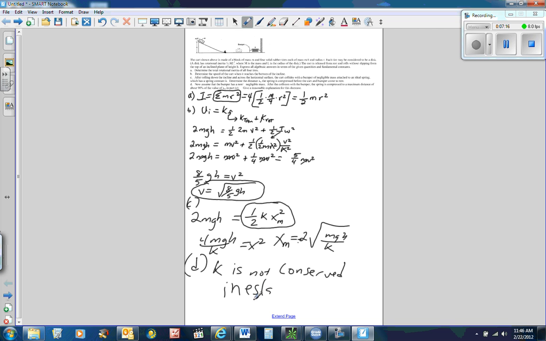Oh boy, I didn't spell that right. It's an inelastic collision. That's why. So that's an example of an AP problem.